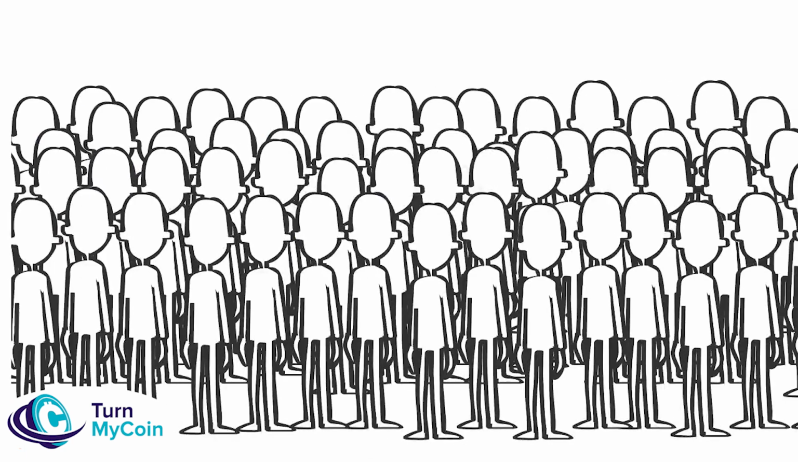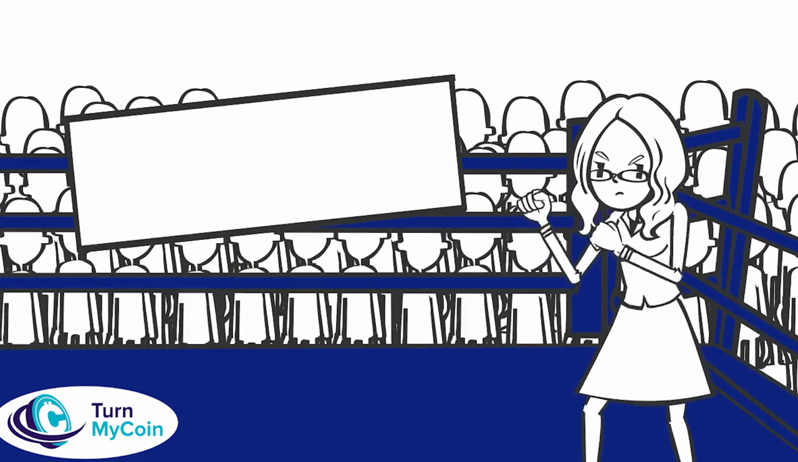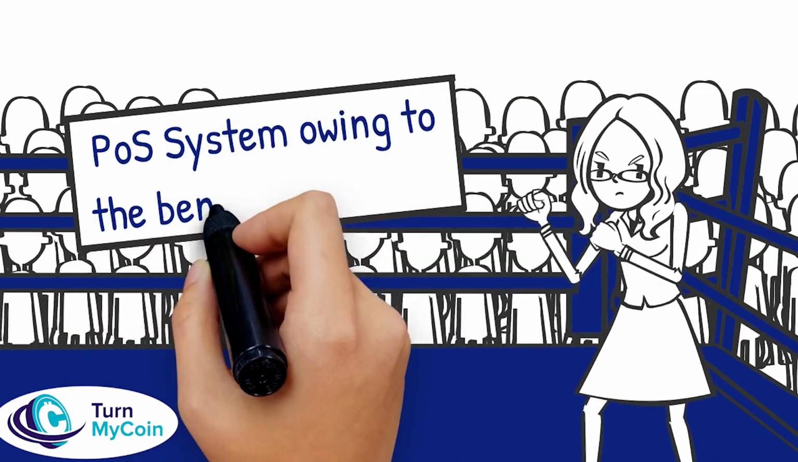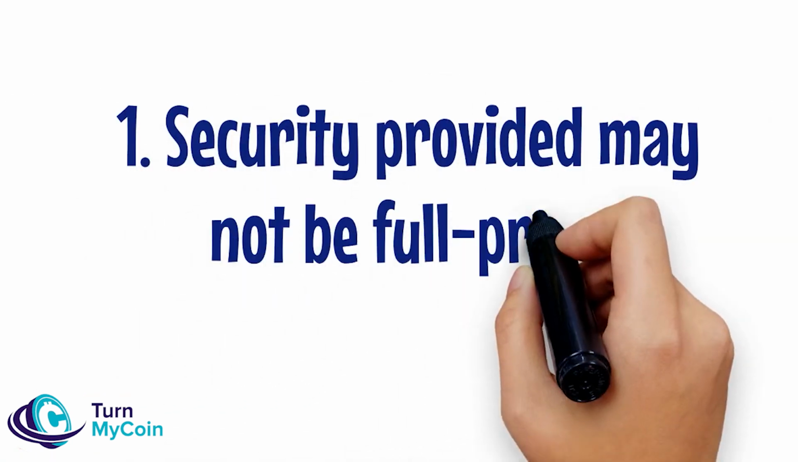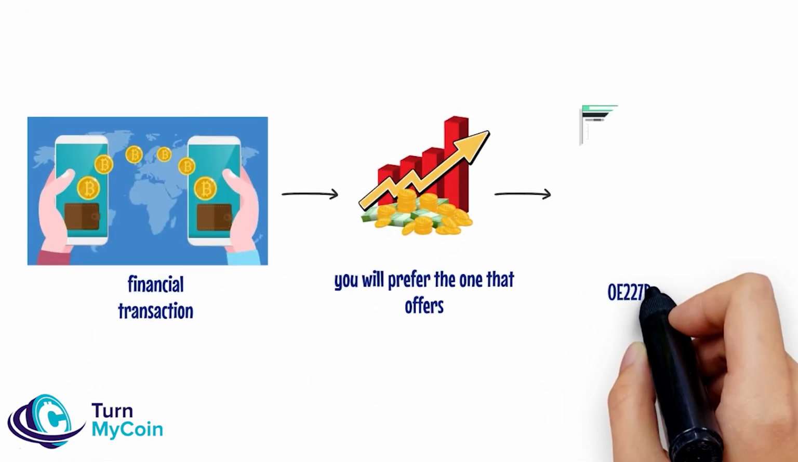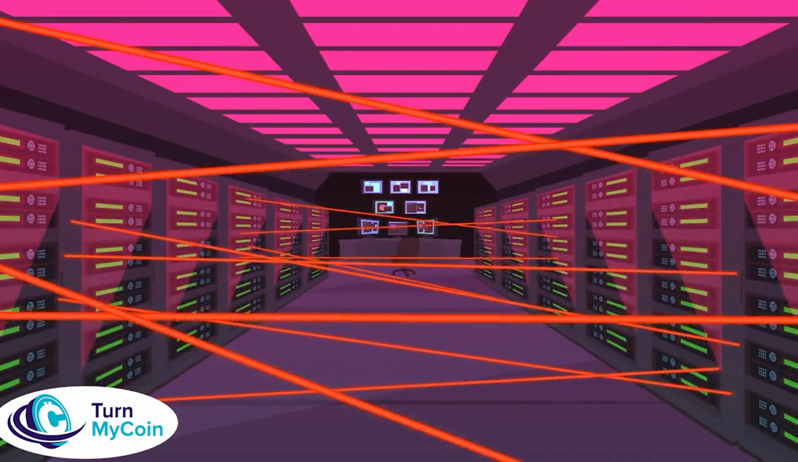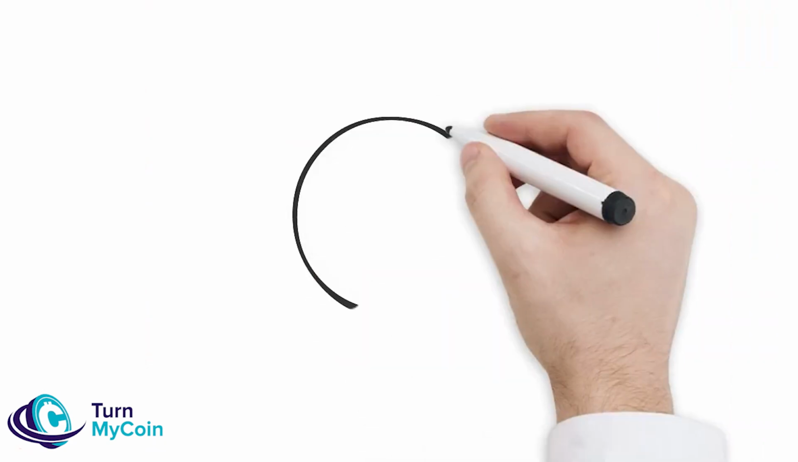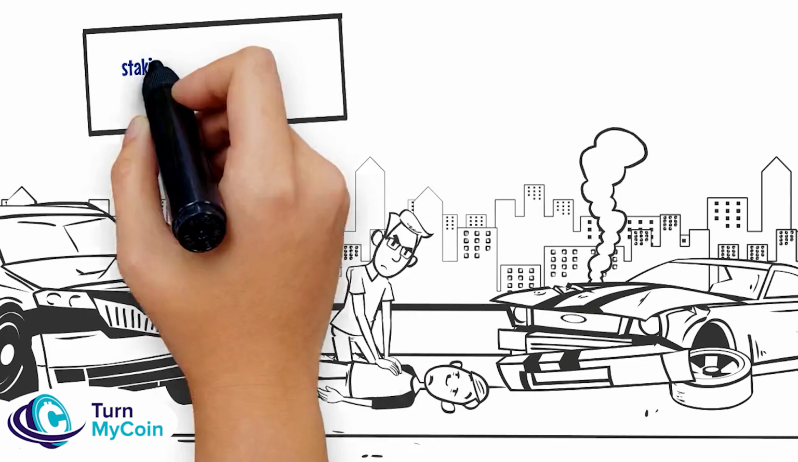Cons. As already mentioned, despite the popularity of the POS system owing to the benefits it offers, it is not free from certain drawbacks, as mentioned below. 1. Security provided may not be foolproof. When it comes to any financial transaction, we are sure you will prefer the one that offers high safety and security. Unfortunately, though the POS system is designed for providing protection, it is not a foolproof system of ensuring the security of cryptocurrency transactions. The staking pools are themselves vulnerable to cyber attacks.